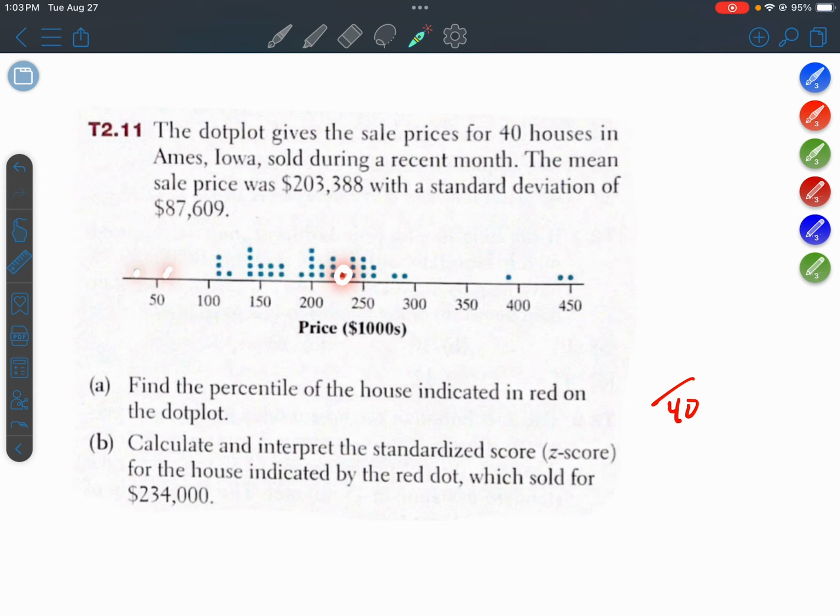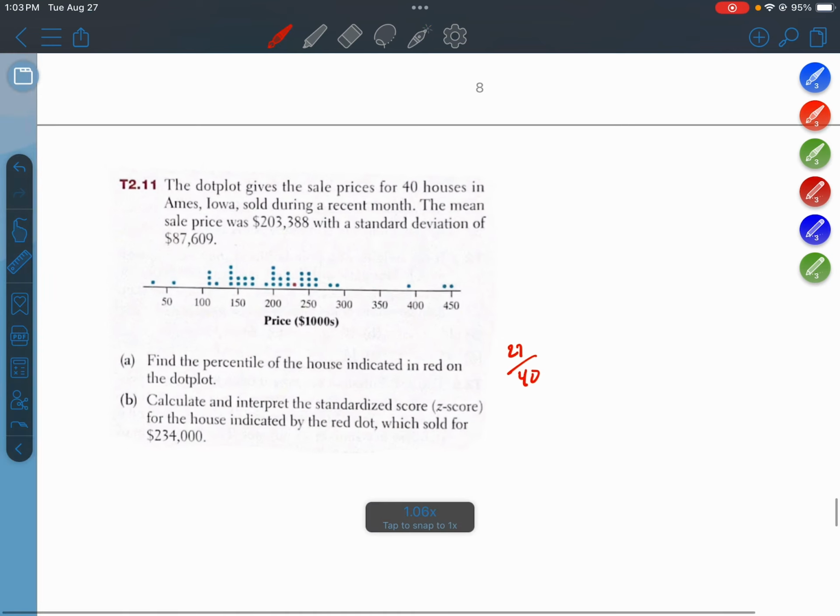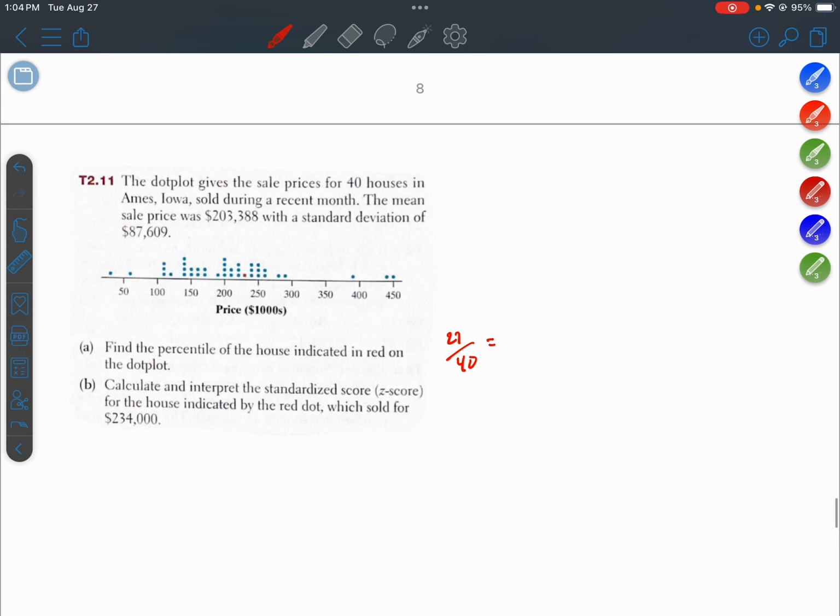So 1, 2, 3, 4, 5, 6, 7, 8, 9, 10, 11, 12, 13, 14, 15, 16, 17, 18, 19, 20, 21, 22, 23, 24, 25, 26, 27. Right, so in order, that red dot is the 27th out of 40. And we're just going to convert this into a percentage. So think of it like, if there were 100 homes, where would this rank out of 100?